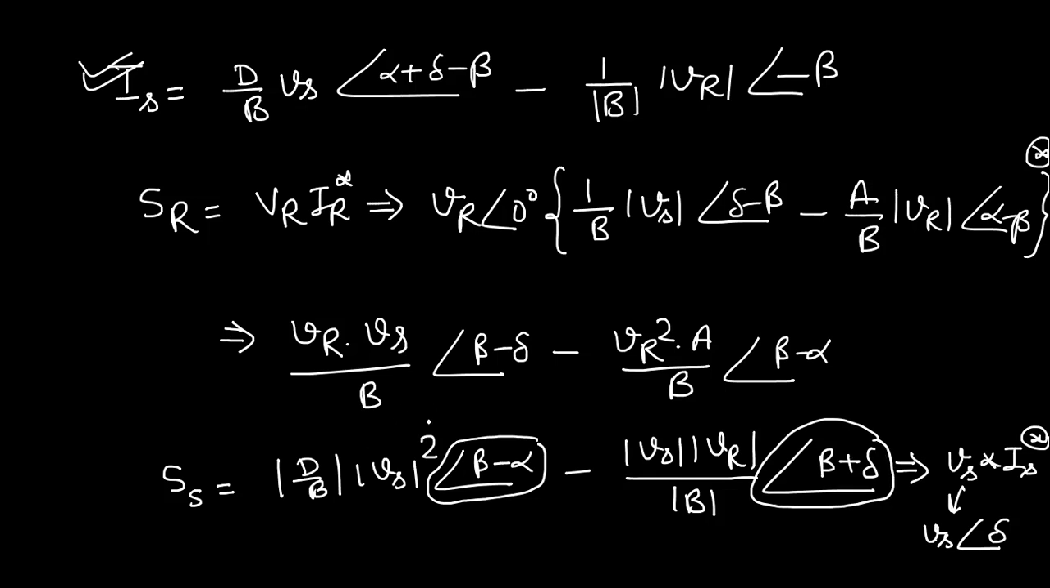But you don't need to pay too much attention to this sending end power. We will focus more on the receiving end power, right? Just remember this one: Vr into Vs by B angle beta minus delta, minus Vr square A by B angle beta minus alpha.